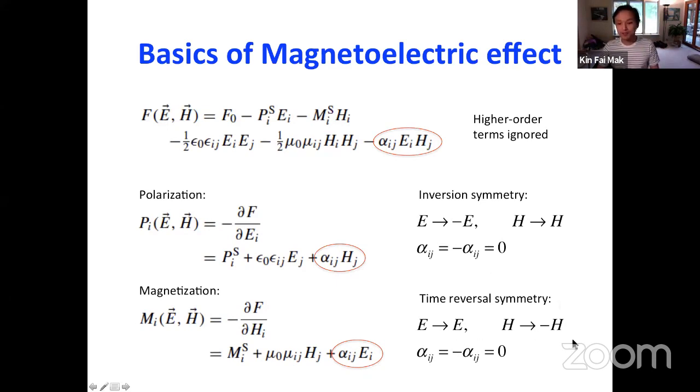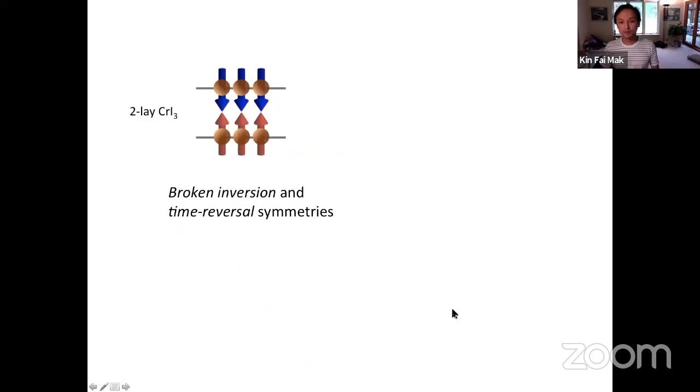And the same argument also applies for time reversal symmetry, except in this case the magnetic field will change sign, but the electric field will not change sign. Okay. All right. So basically, in order for the magnetoelectric effect to be non-zero, we need the system to break both inversion and time reversal symmetries. That's the simple message.